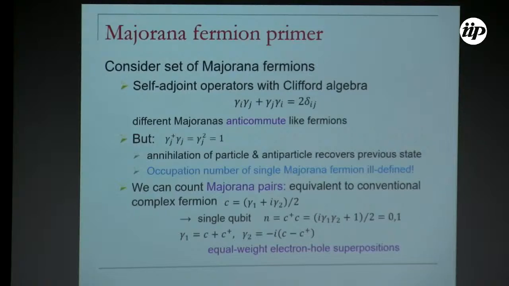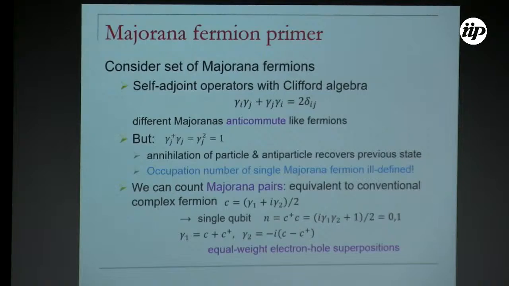And to see that, you introduce a conventional complex fermion C with the usual algebra of fermions, and basically the real part and the imaginary part are represented by the different Majorana fermions. This is only non-trivial if gamma 1 and gamma 2 are spatially separated. You can always do it, but it will not help you in any sense. So the important point is that the gammas are at different locations in space.